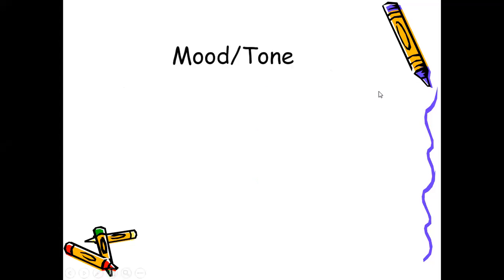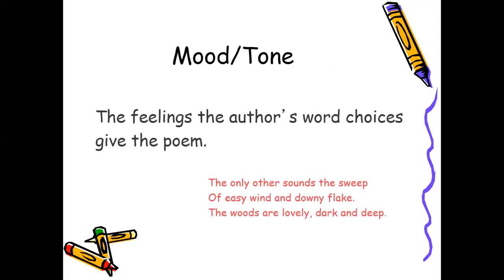So, the mood or tone of the poem. The feelings that the author's word choices give the poem. You remember when we started at the beginning of the session and I told you about the atmosphere and the mood you got from this poem? Yes, the choice of words put you in the mood of what? Happiness, sadness, or whatever. That makes a difference. How can you guess and how can you get it from the words?